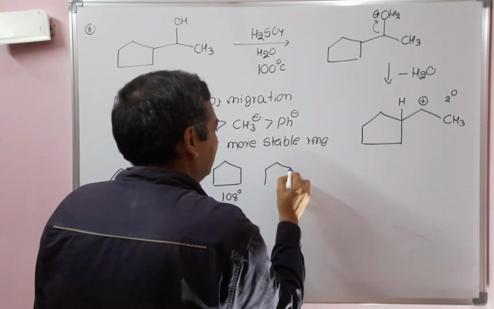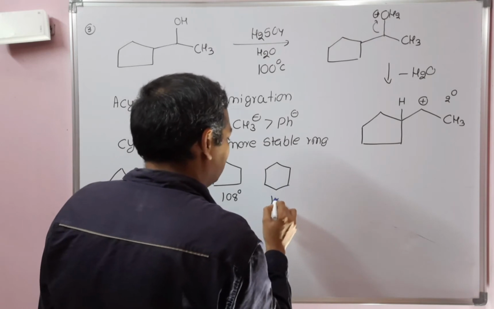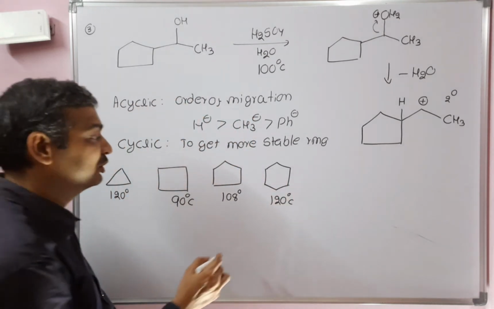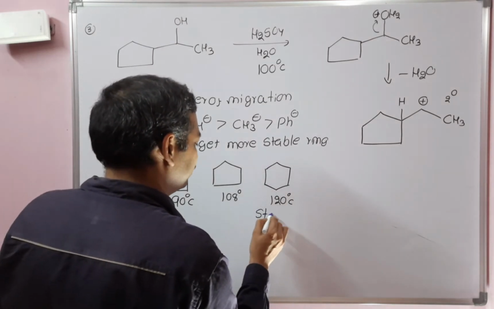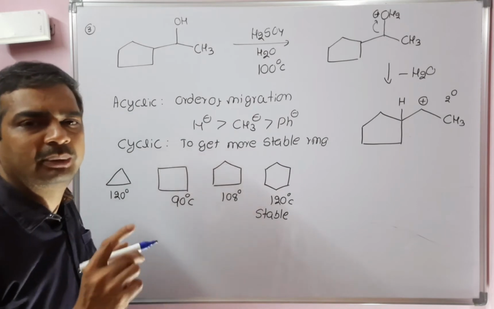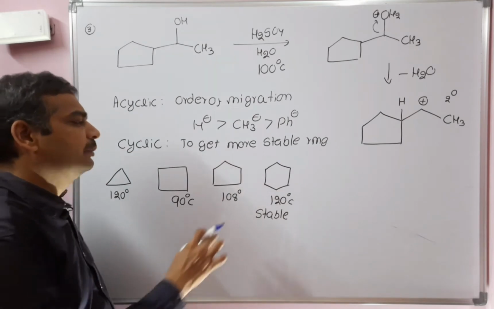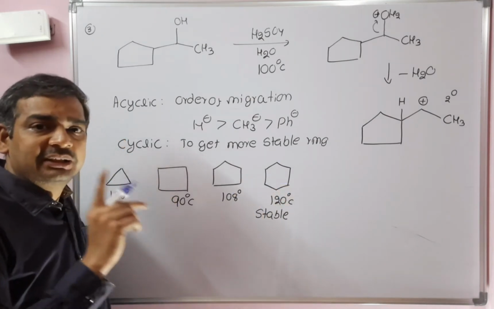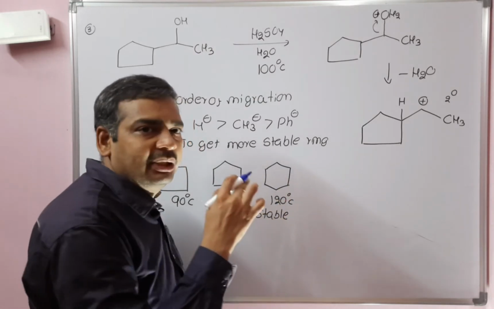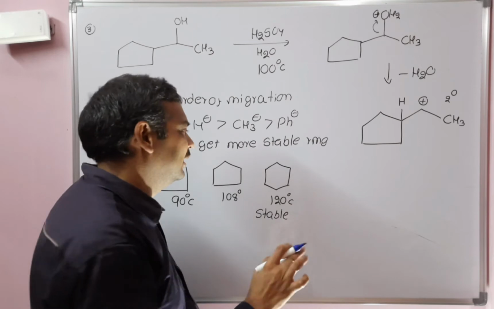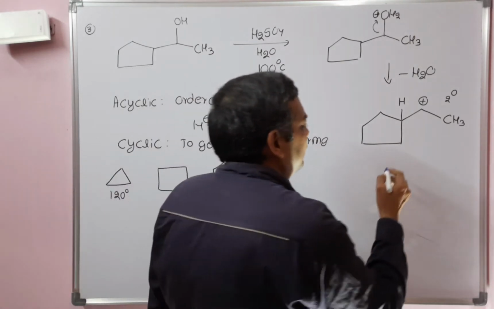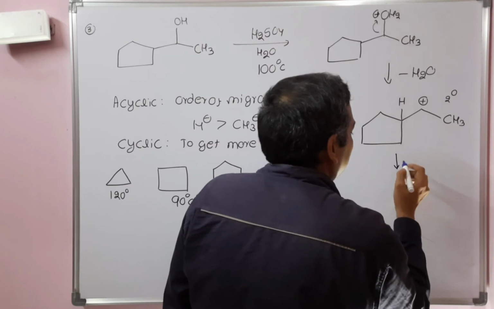Whereas in cyclohexane, the bond angle is more than 109 degrees, but this is a more stable compound. There is no strain. It exists in two forms, boat form and chair form, and chair is the more stable form in cycloalkanes. Next to this, cycloheptane and cyclooctane are not stable. Cyclohexane is the only stable one. So in a cyclic system, there is now a possibility of rearrangement.